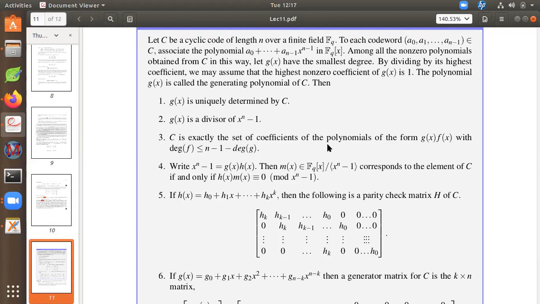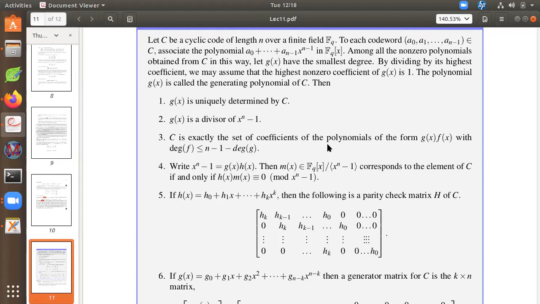Then m of x is a code word, or code polynomial, which corresponds to an element of C if and only if h of x into m of x is equal to 0. Usually, when you multiply the parity check matrix, each code word is orthogonal to each and every row of H. But here, now only one polynomial, you can do everything.